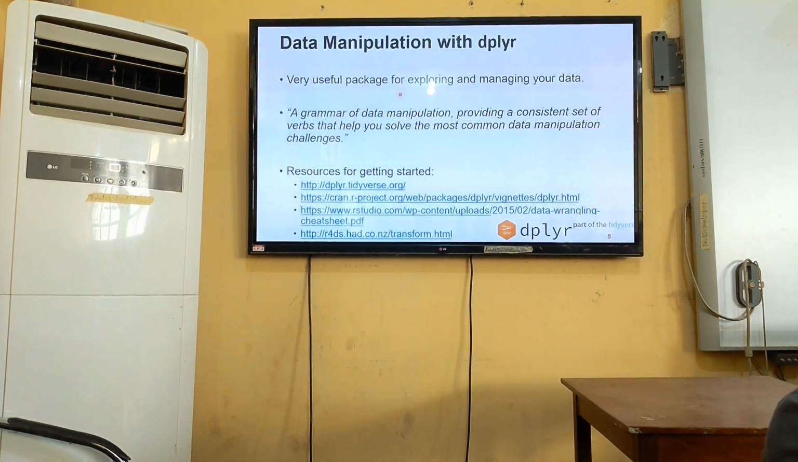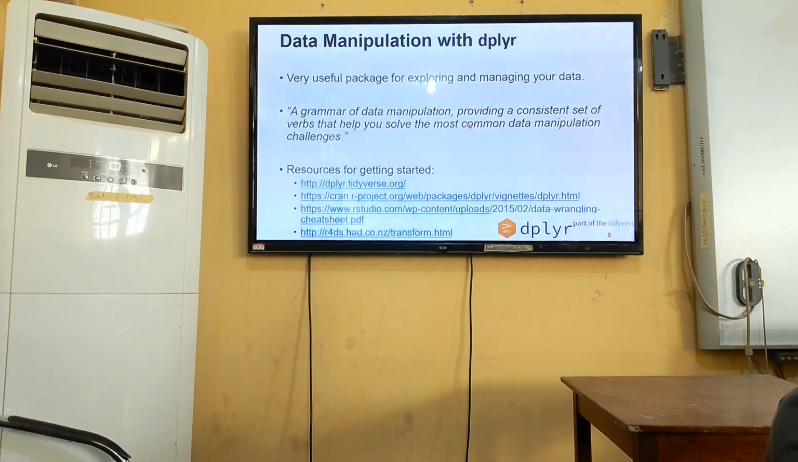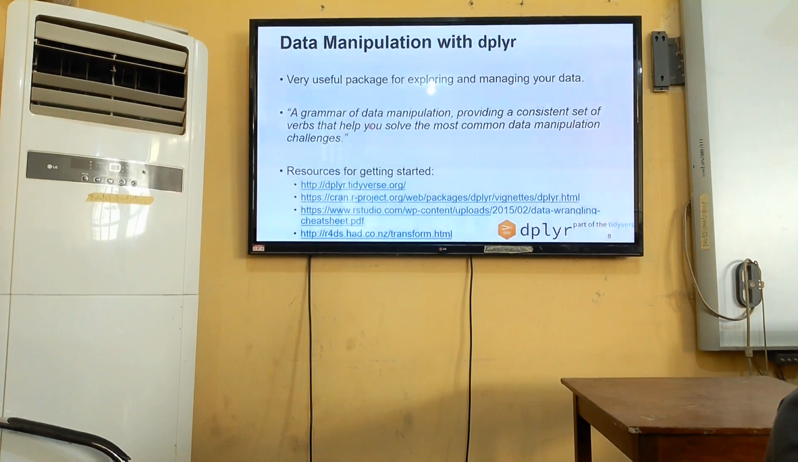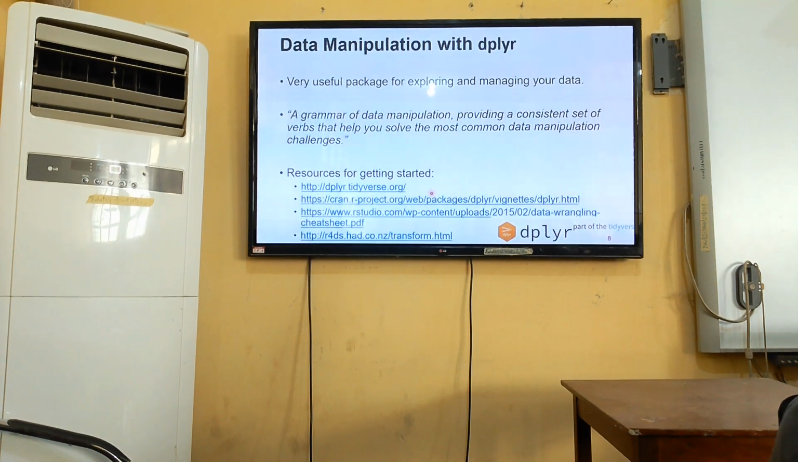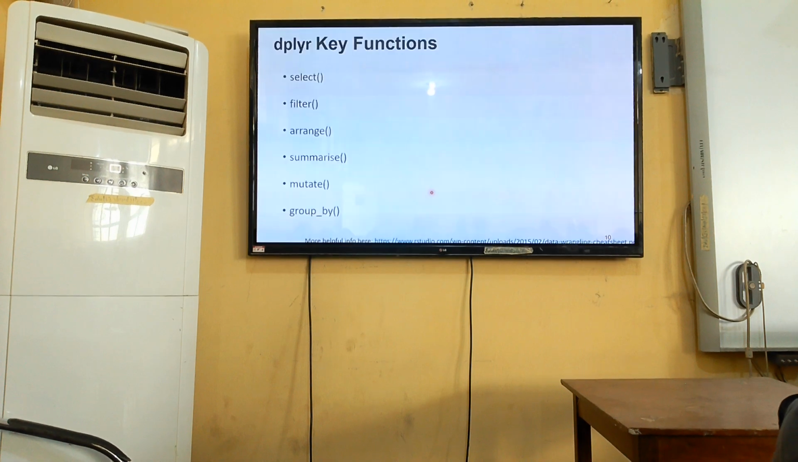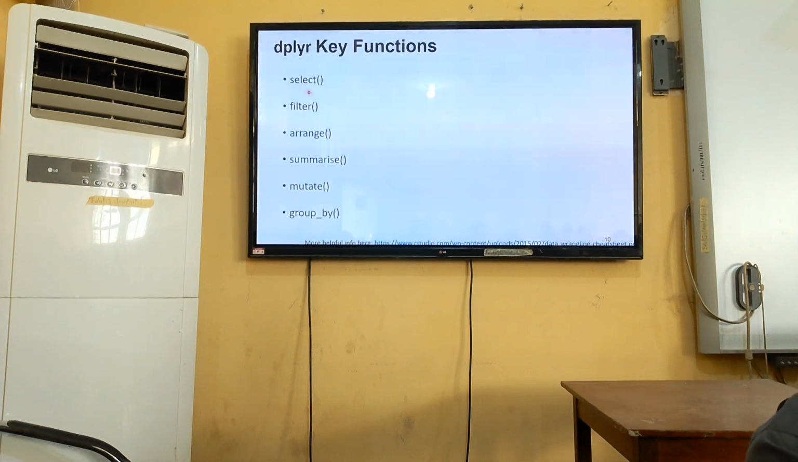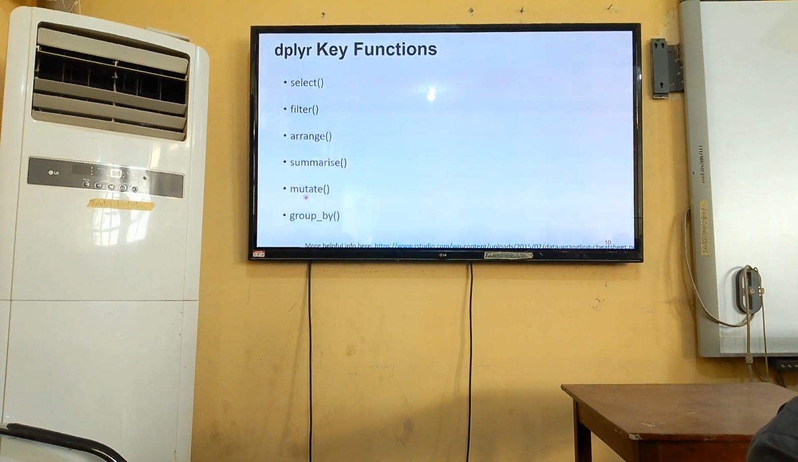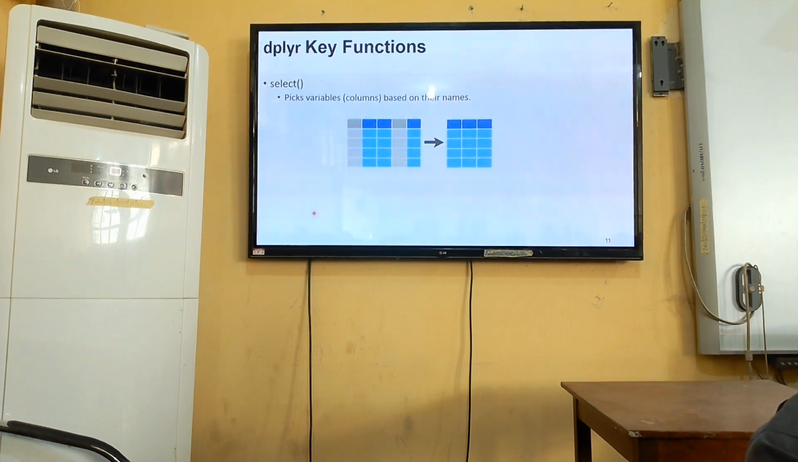So it's a very useful package for exploring and managing your data, and has a grammar of data manipulation, providing a consistent set of verbs that help you to solve the most common data manipulation challenges, isn't it? You can get some information from here. But what's the code structure? These are the key functions. There are other functions in dplyr, but these are the key ones: select, filter, arrange, summarize, mutate, group by. Don't worry, we are going to look at some examples.